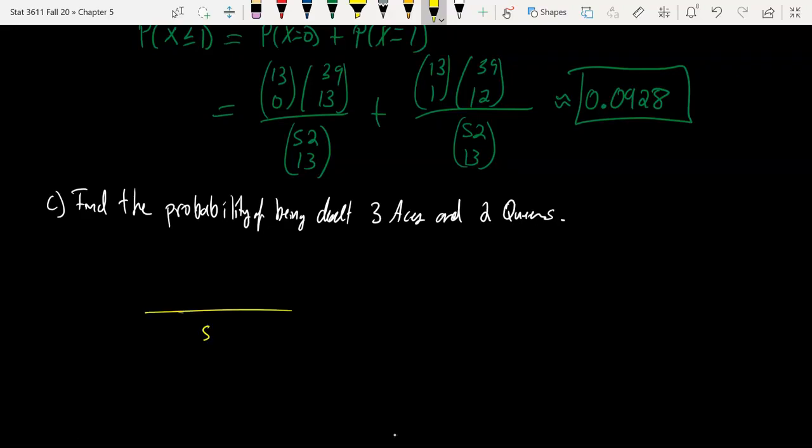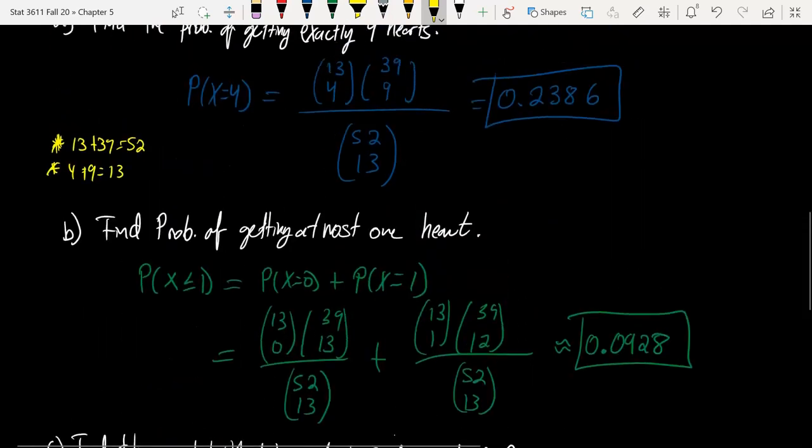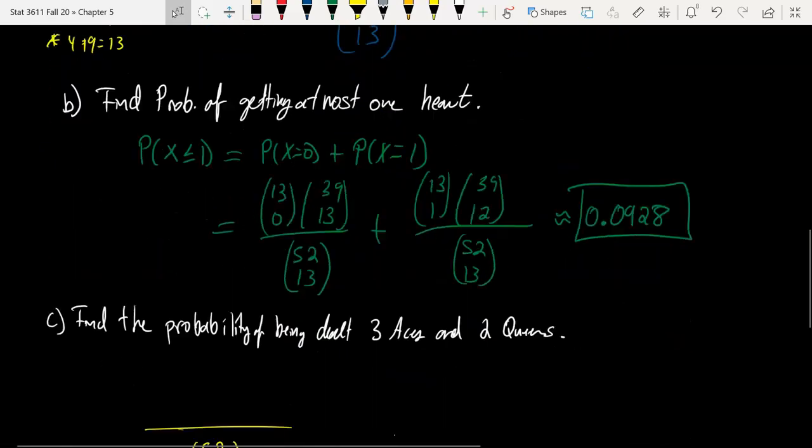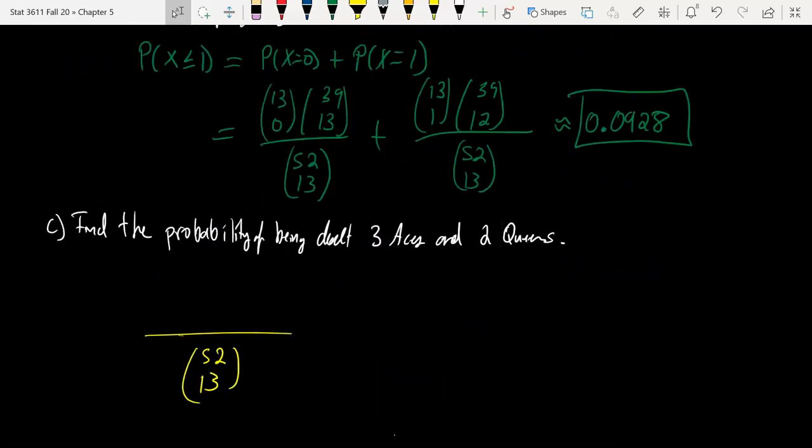Well, we are still picking from 52 cards and we're still getting dealt a hand of 13, right? Still 52 choose 13 at the bottom. But we're going to extend our combinations at the top here to include the possible successes, the count of the number of successes. But we can't do it in one combination. We're going to need to do 2 combinations.